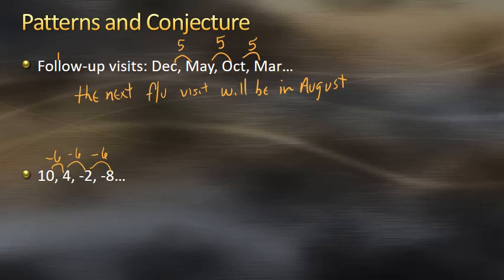Based on that pattern, we can make a conjecture that the next number in the sequence would be 6 less than -8. And based upon that conjecture, we're expecting the next number to be -14. All right, using patterns and then determining a conjecture. And again, this is using inductive reasoning. We're looking at specific examples, we're trying to recognize a pattern, and from that pattern, we make a conjecture.